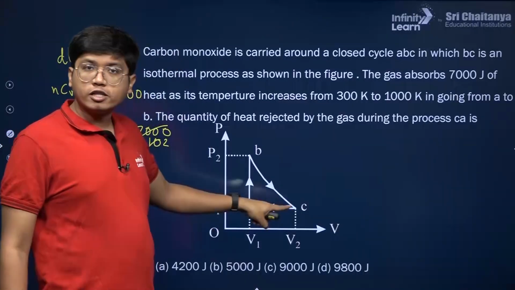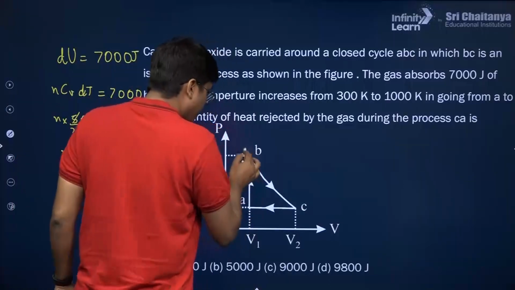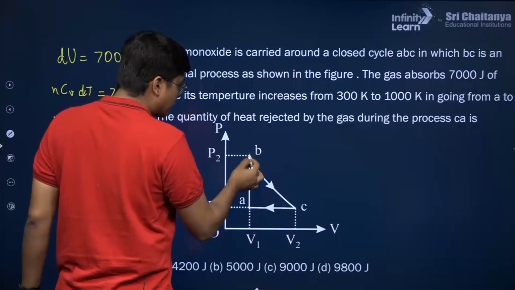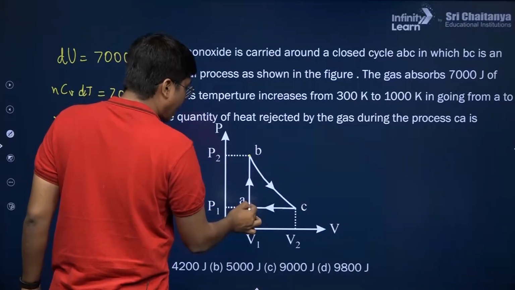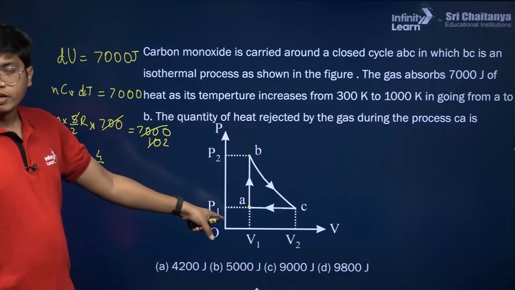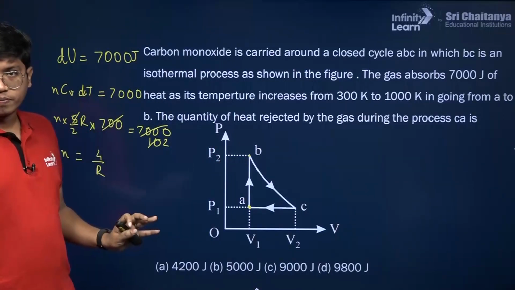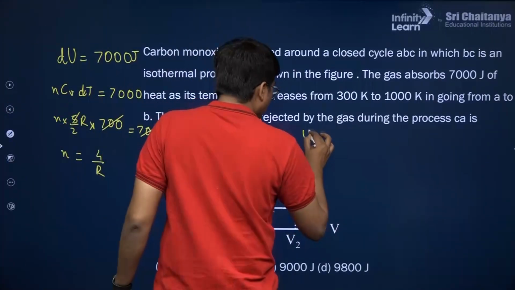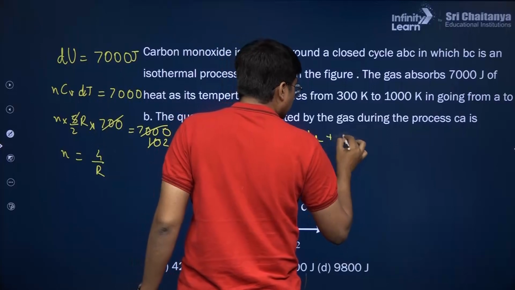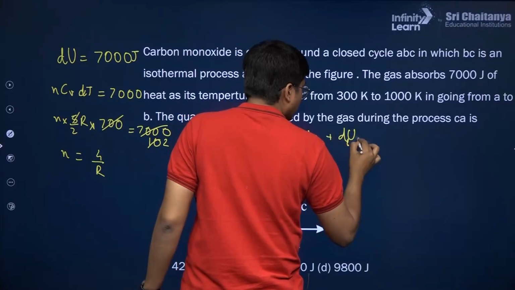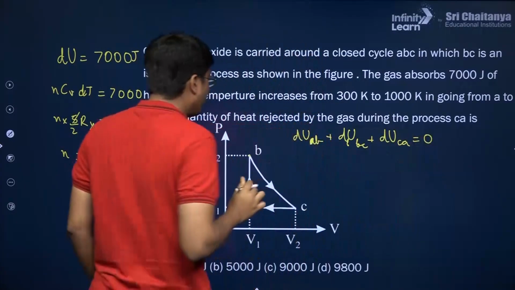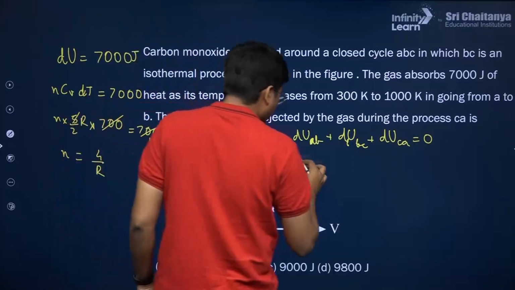I need the change in internal energy over here because it's a cyclic process. I know in the complete cycle, maybe it starts here, goes up. When it comes back, since it has come back to the same state, the change in internal energy should be 0. Which means dUAB plus dUBC plus dUCA should be equal to 0. Now dUAB we already know is given by 7,000 joules.